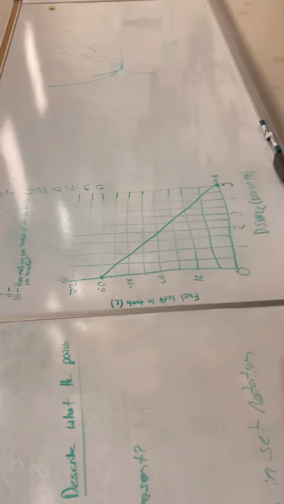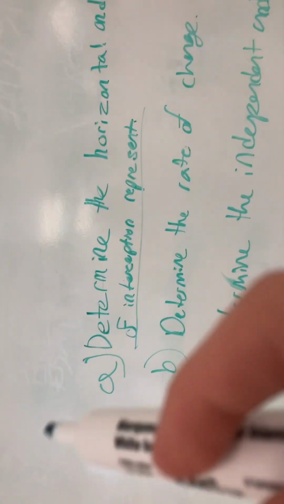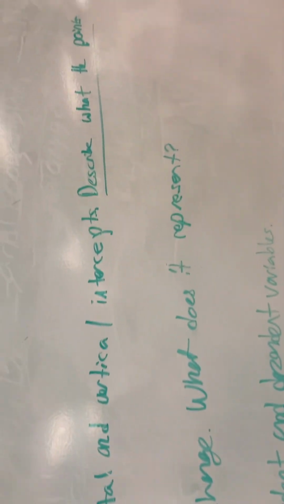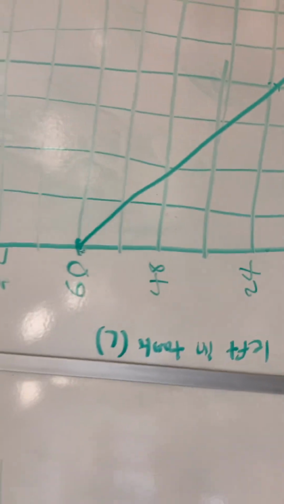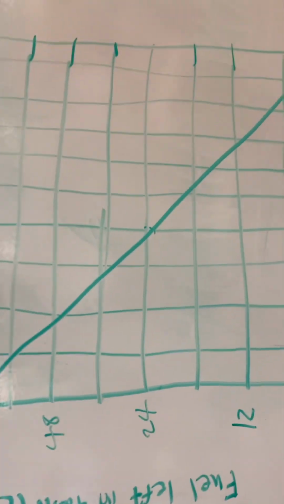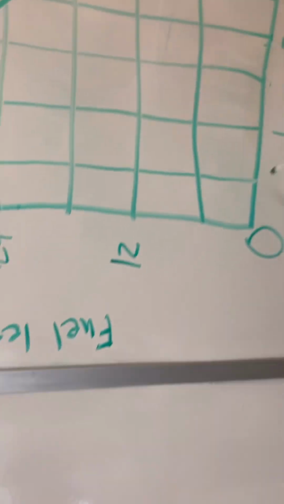So here we have the graph. It's terribly drawn. Part A is asking us to determine the horizontal and vertical intercept and describe what the point of interception represents. The point of interception is where it intercepts on the y or x axis. So first we're going to start with the x axis.